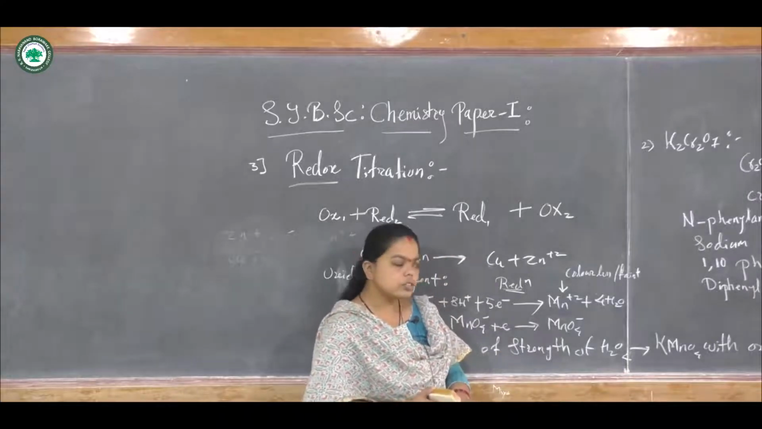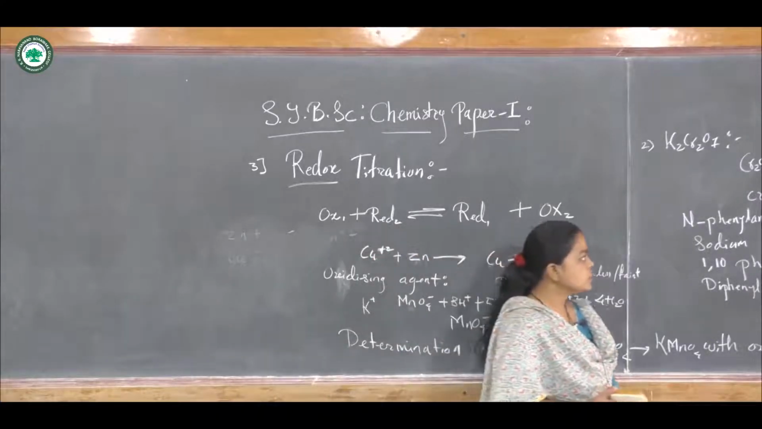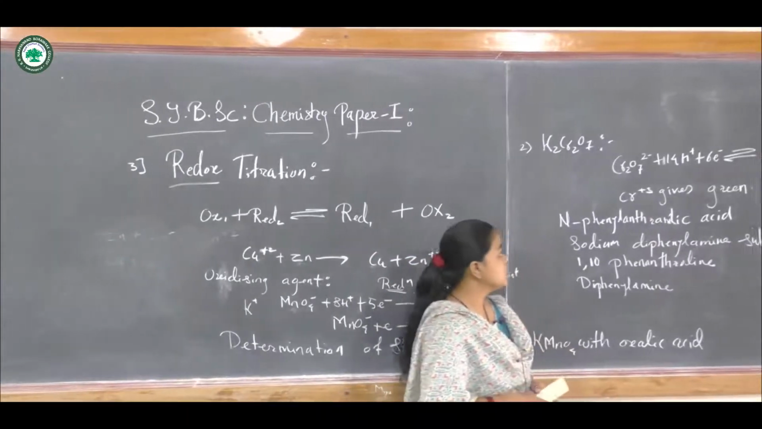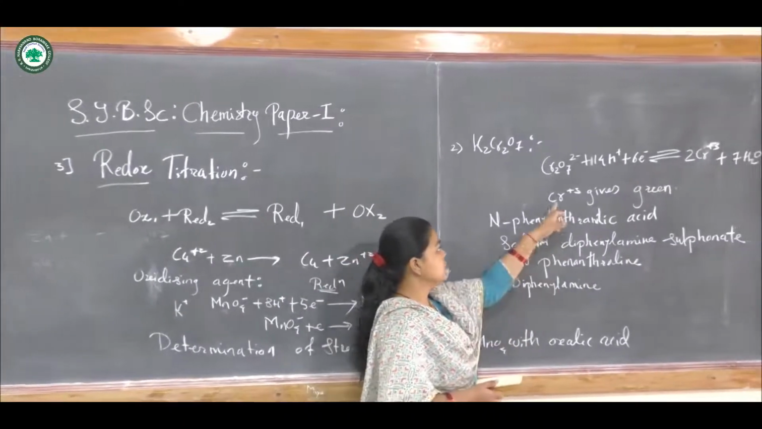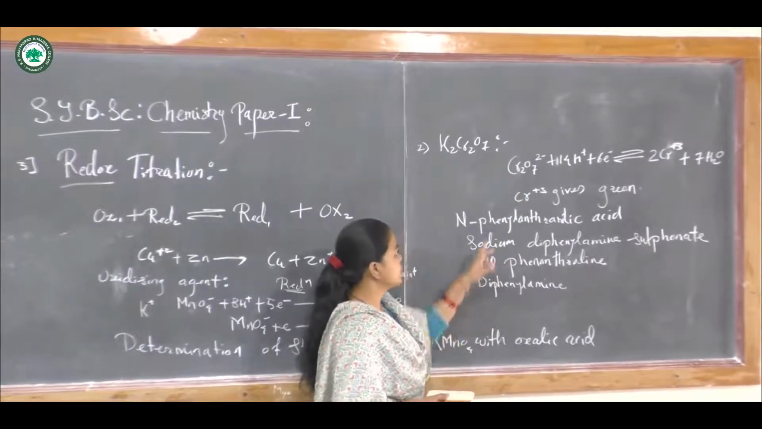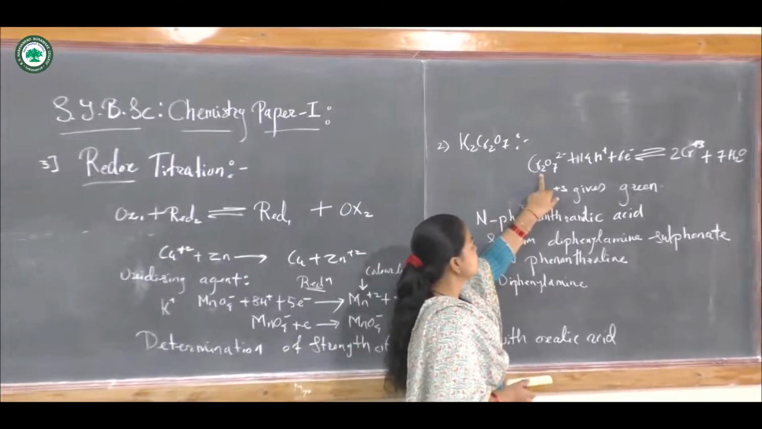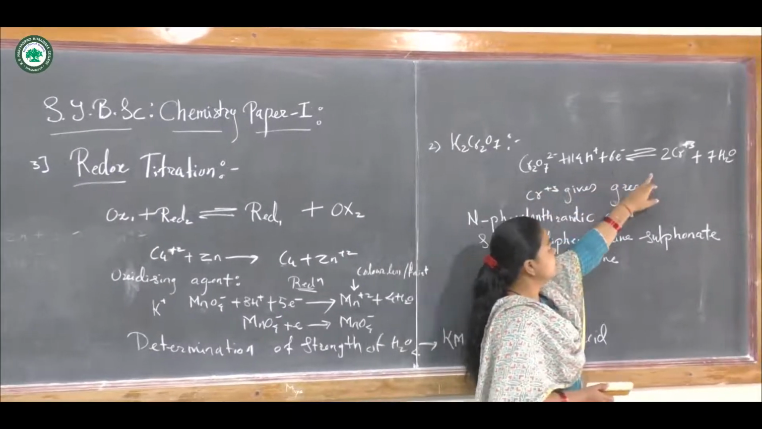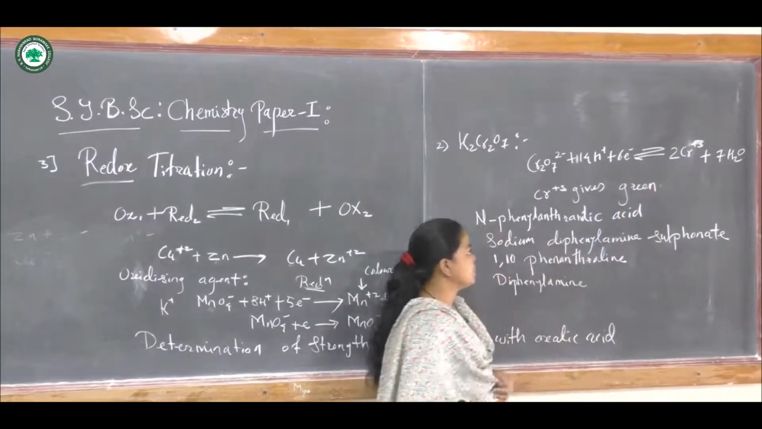Now this potassium dichromate is used in many titrations as an indicator. It contains the chromate ion, the Cr+3 ions. Here this chromate ion gets converted into the +3 oxidation state.